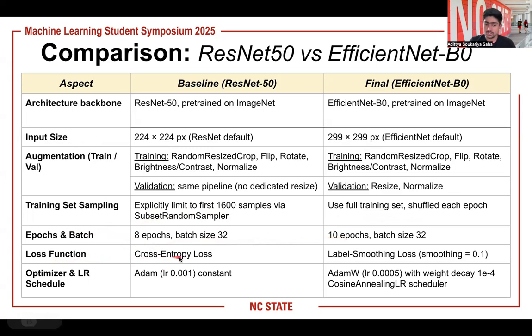As for the loss function, we use the cross entropy loss for the baseline model and the label smoothing loss for the EfficientNet B0. We use label smoothing loss because it makes sure that the network is not overconfident and is better calibrated.